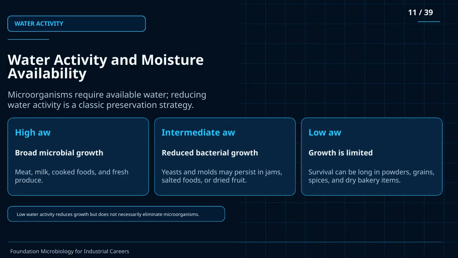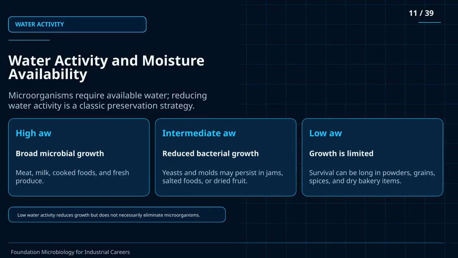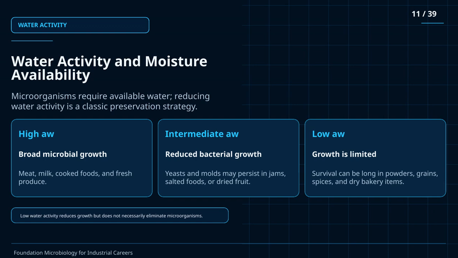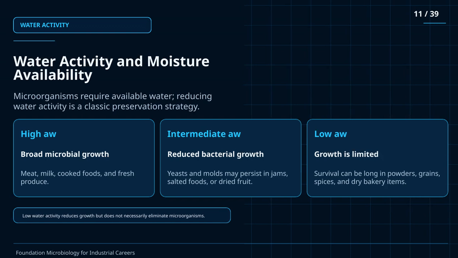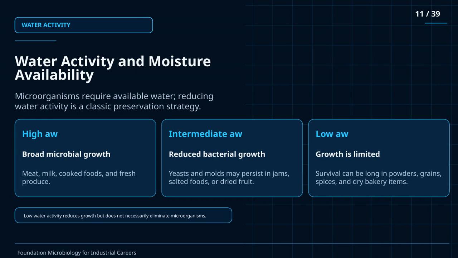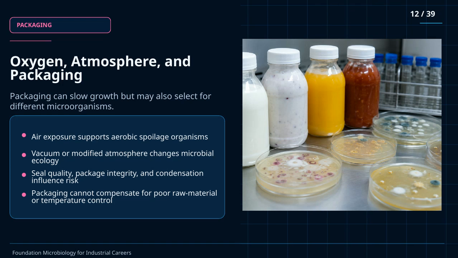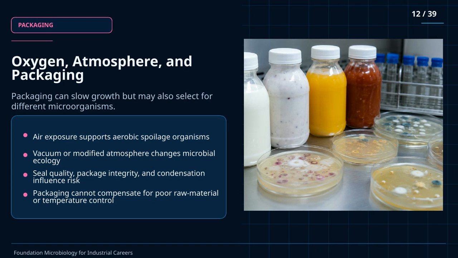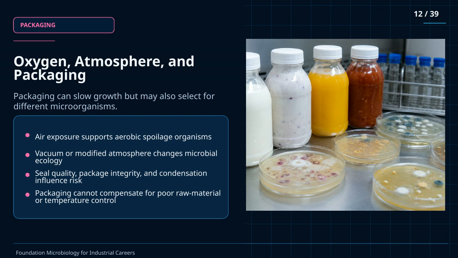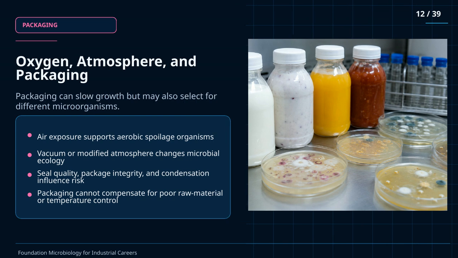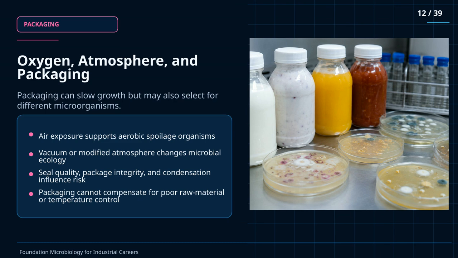Microorganisms need available water, so reducing water activity is an important preservation strategy. Low water activity can limit growth, but it does not necessarily eliminate microorganisms or prevent long-term survival. Packaging can slow growth, but it may also select for different microorganisms. Package integrity, seal quality, condensation, and oxygen conditions must be assessed alongside raw material quality and temperature control.